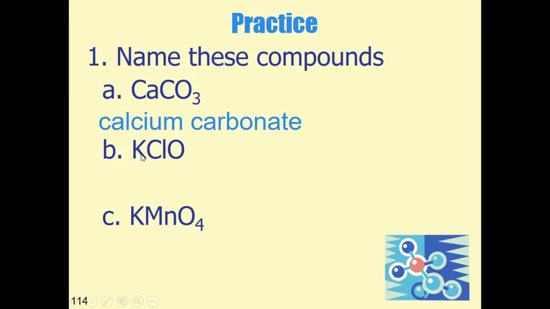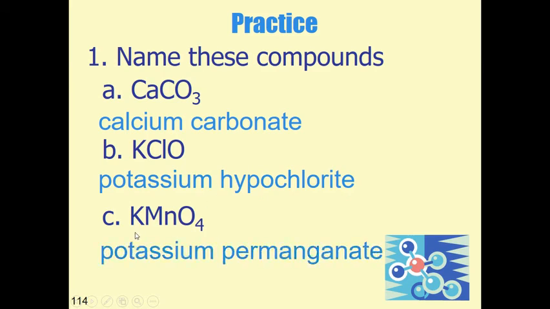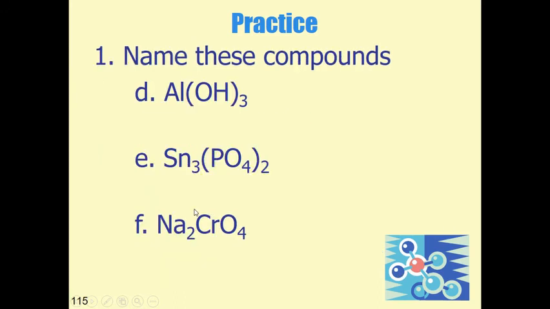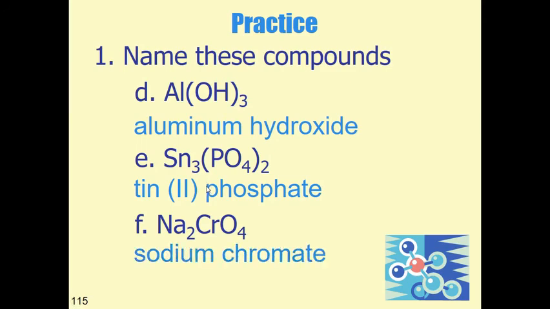Is there a metal? Yes. Is that metal a transition element? No. Name the metal first, name the polyatomic second. Okay, same here. Name the metal first, name the polyatomic second. This guy is called tin 2 phosphate, and we're going to go through that one in a minute. And this one is sodium chromate. You should try those out. We're going to do tin 2 phosphate right now.